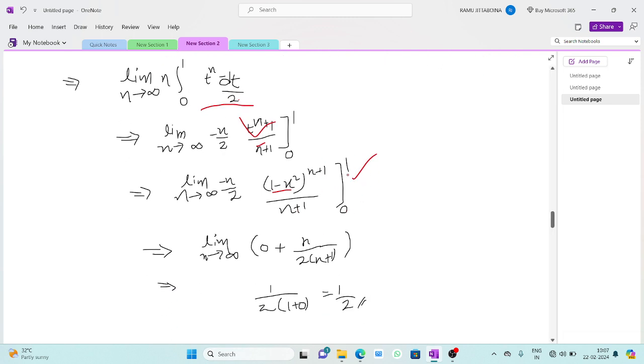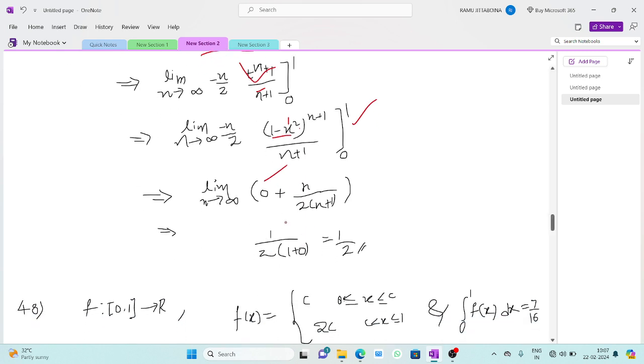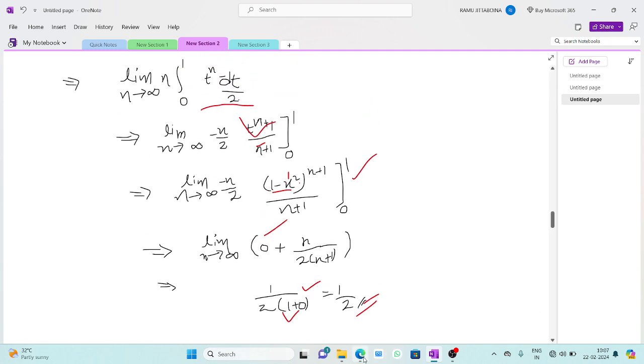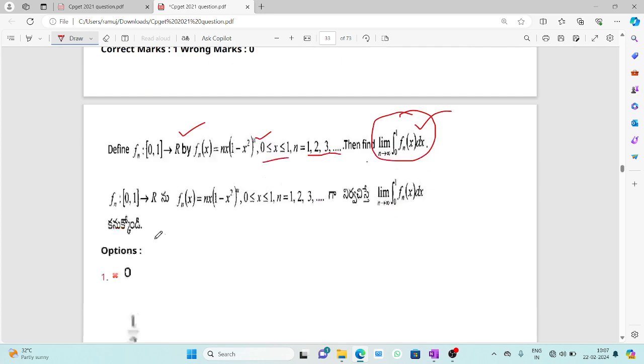If I substitute the limiting values, the first term clearly goes to 0. If you substitute 1 here, it goes to 0, and if you substitute 0 here, you get 1 by 2 into (n+1). Here a negative is there and here a negative will come, so negative negative goes to positive. And here 1 by 2 into (1 plus 0). If you apply the limit, you get it this way, and the answer is 1 by 2 for this question. So 1 by 2 is the correct option for this 45th question.